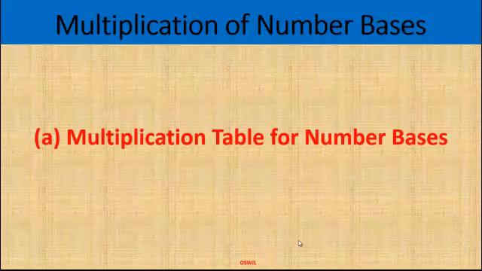This would be part A or 1, whatever you take it, because we shall delve into multiplication well.